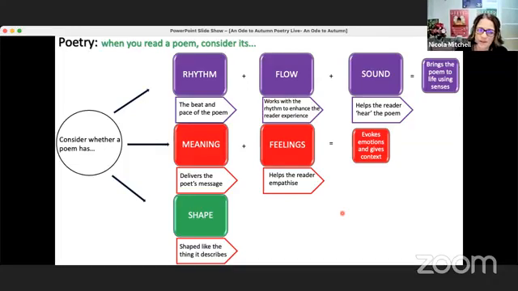We'll give you a few seconds to look at that page. We looked at what we feel are the key ingredients in a poem. Rhythm, flow, and sound brings the poem to life using senses. The meaning and feelings evokes emotions and gives context. And then we have shape, which adds to the meaning. Right, let's move on.